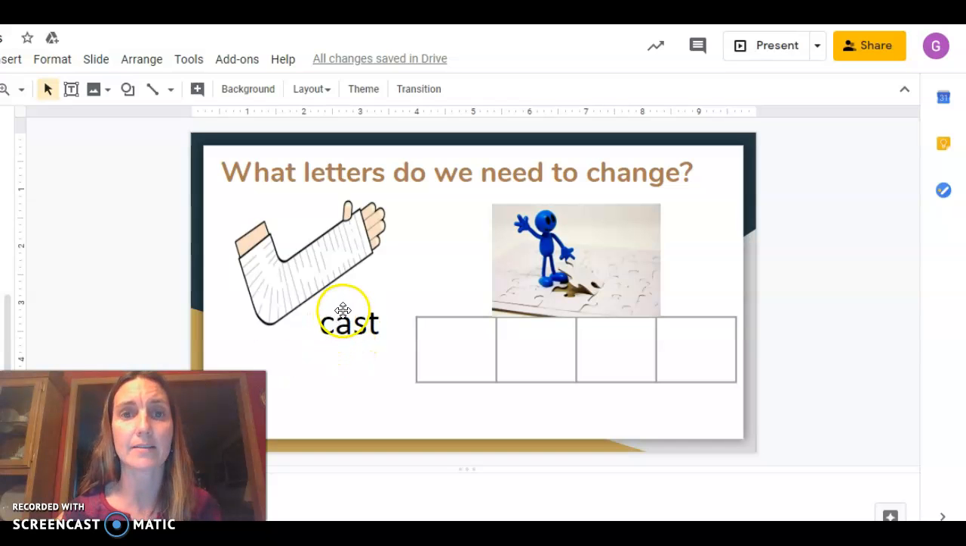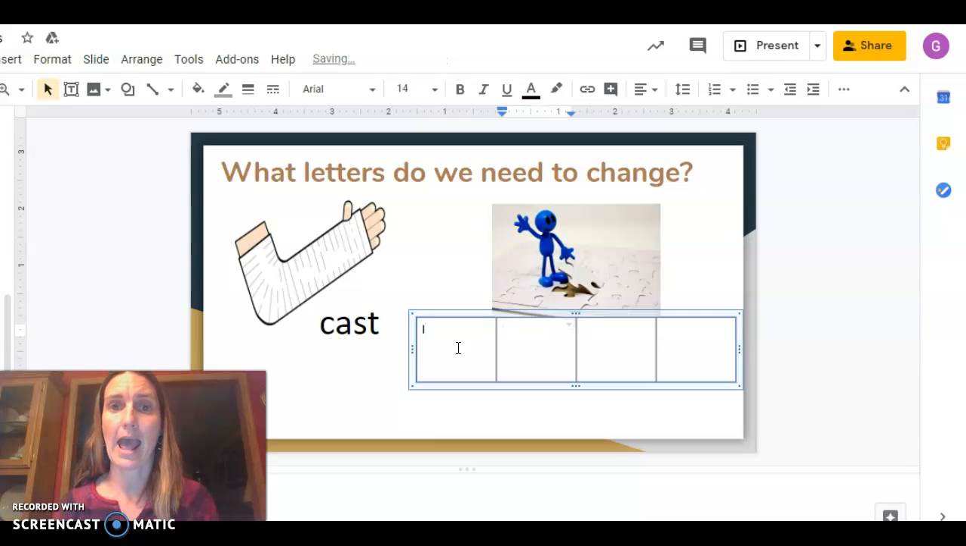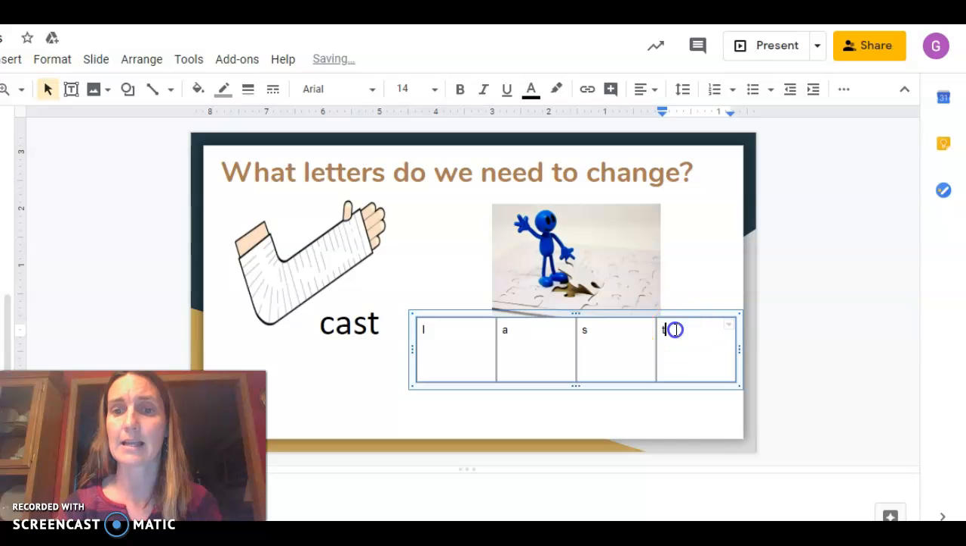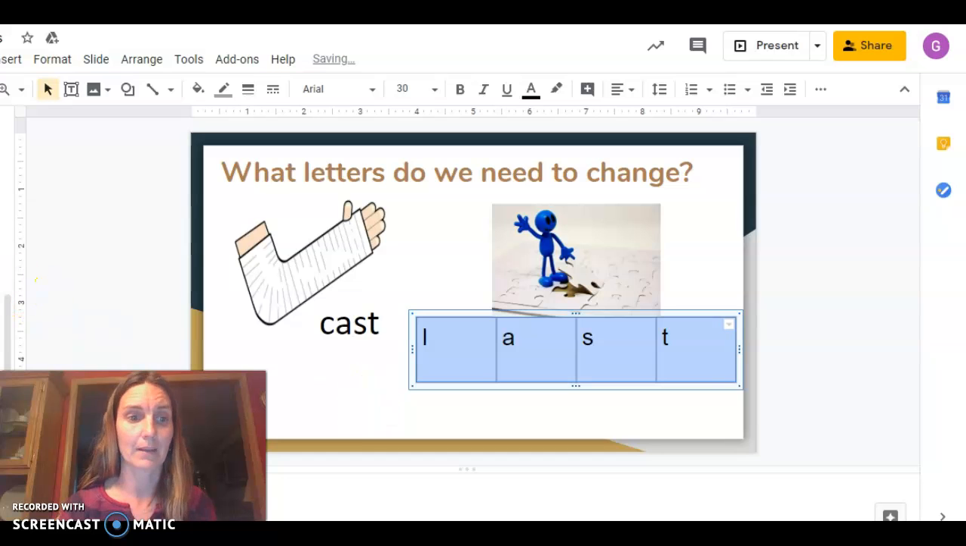This is the word cast. We want it to say last. Let's finger stretch last. Last. L-a-s-t. Last. Where was the change happening? Beginning, middle, or end? It was happening in the beginning. So we have to say goodbye to the letter C and hello to what says L. And then A spelled with A, and we keep the S, T to make it say last. Cast turns into last. Let's try another one.